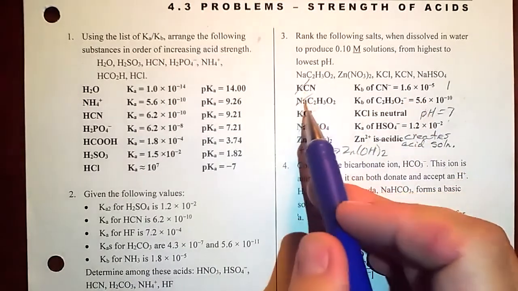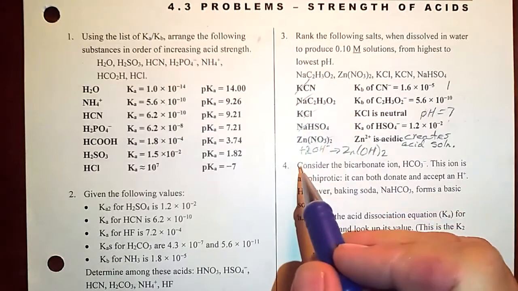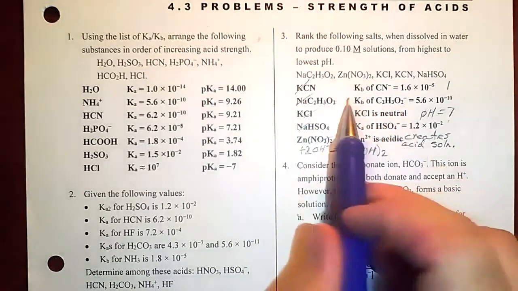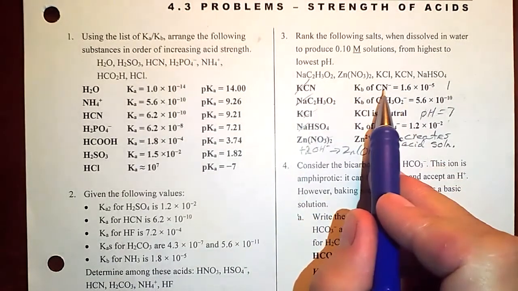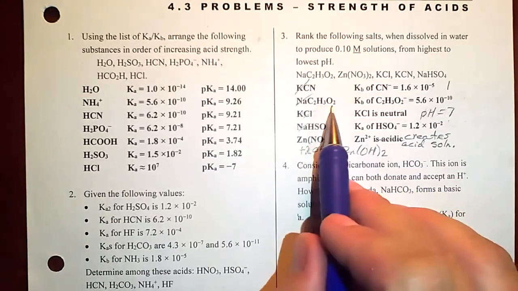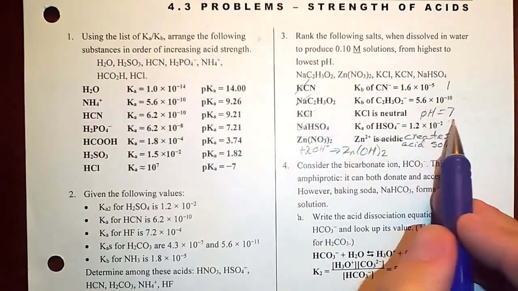We know that KNO3, NaCl, and KCl are all parts of strong acids and bases, so they're not going to contribute to the changing of the pH in water. So let's consider the other things. So that's why we have a Kb of CN minus. It is possible that could draw in some H plus and act as a base. The same goes for the acetate ion. Neither of these, so that's going to be neutral, and the pH would remain at 7.